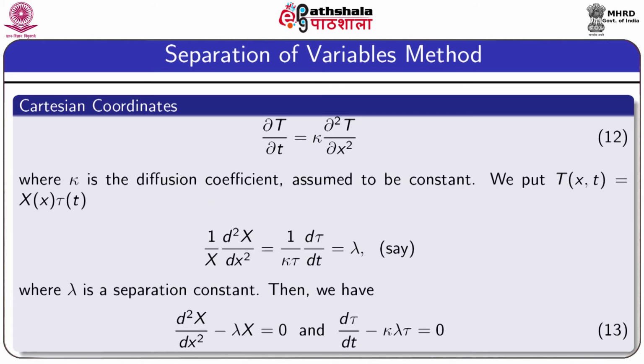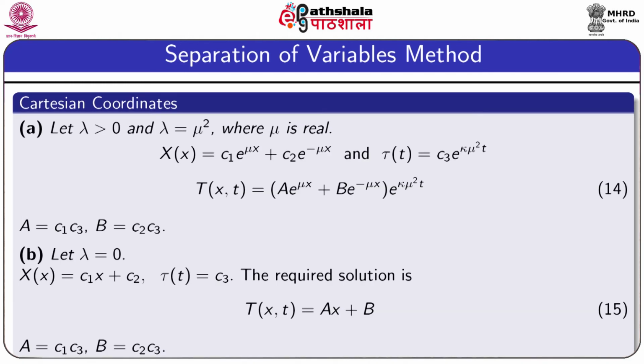the equation for capital X becomes d2X dx square minus mu square X equals 0. So, the solution can be written as X equals C1 e to the power mu x plus C2 e to the power minus mu x, and the solution for tau can be obtained easily as tau(t) equals C3 e to the power kappa mu square t.